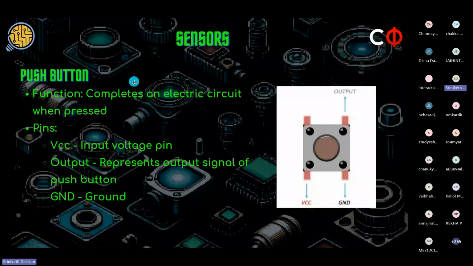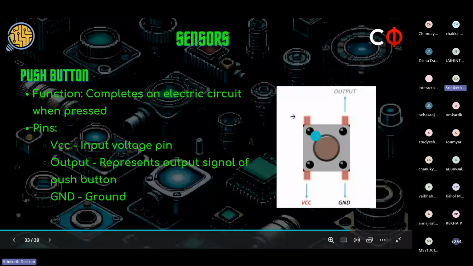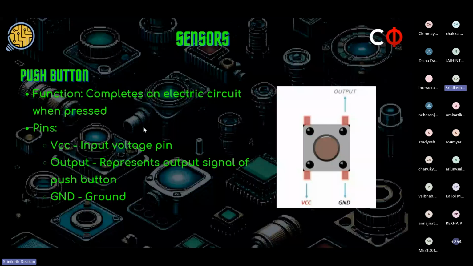So this push button, I'm sure you have come across it many times. It is basically something which is used to complete an electric circuit when pressed. This is pretty self-explanatory. It has three pins: VCC, ground, and output. Now, you may ask what this pin is. This is also an output pin. I'll show you the way the push button is connected in the next slide.